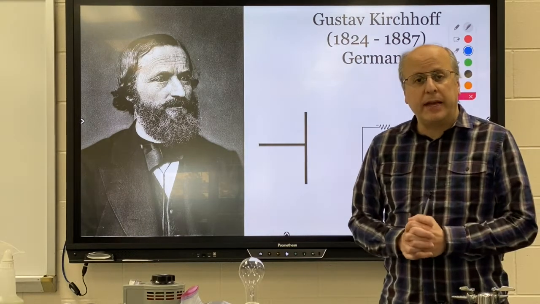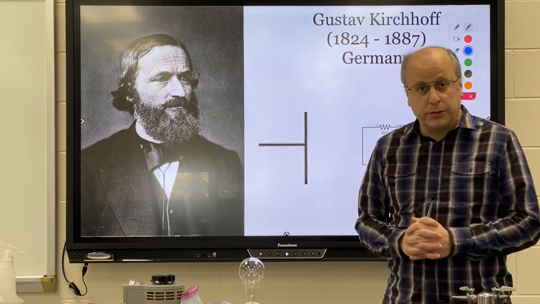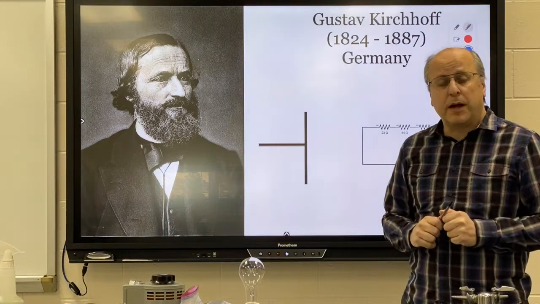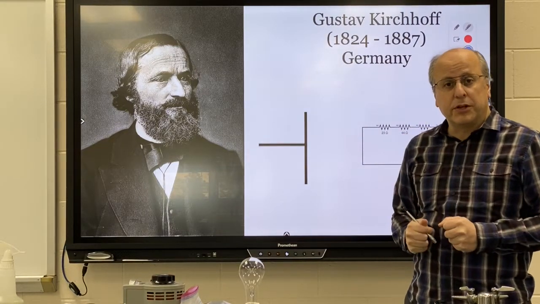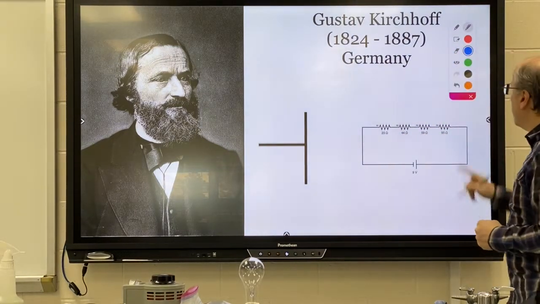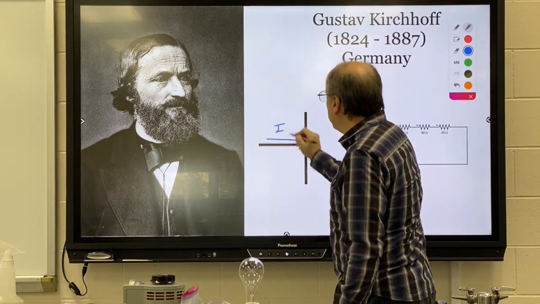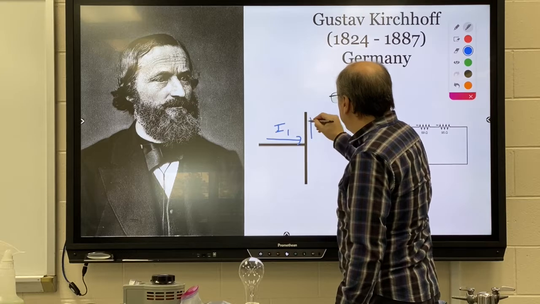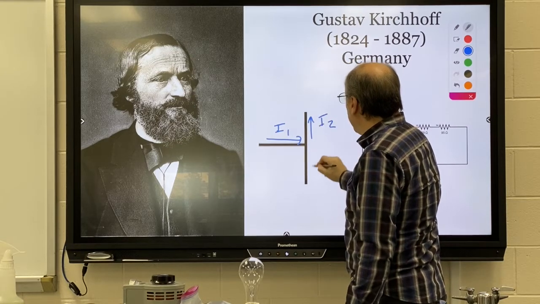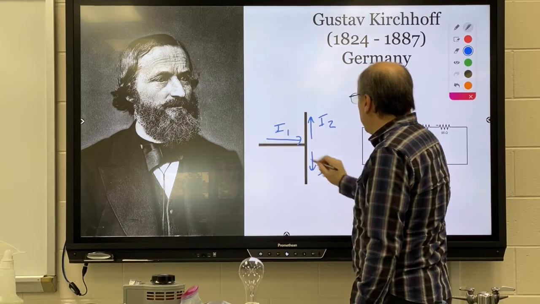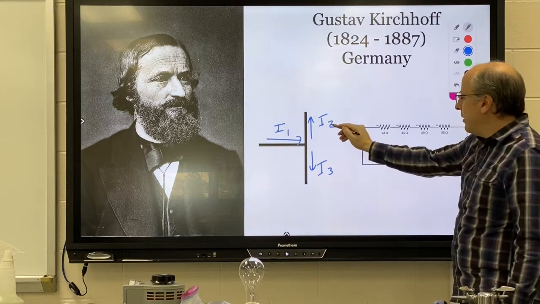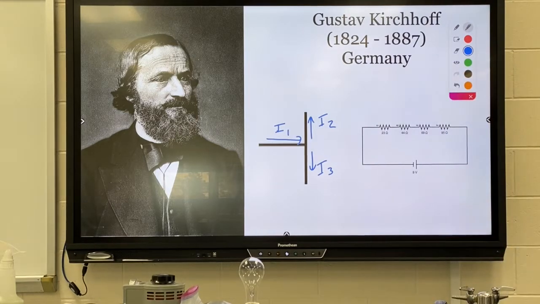Today I'd like to show you how to use Kirchhoff circuit rules to solve circuits that are a little more complicated than the simple circuits we've looked at before. So remember the junction rule that says whatever current goes into a junction has to equal the current that comes out. So current 1 would equal current 2 plus current 3.